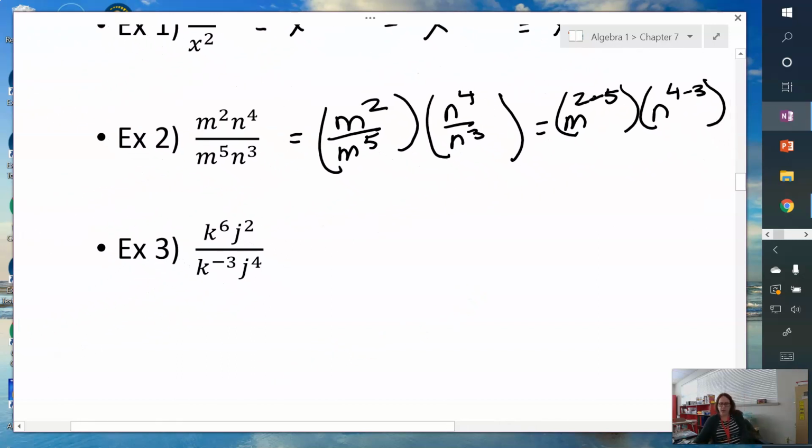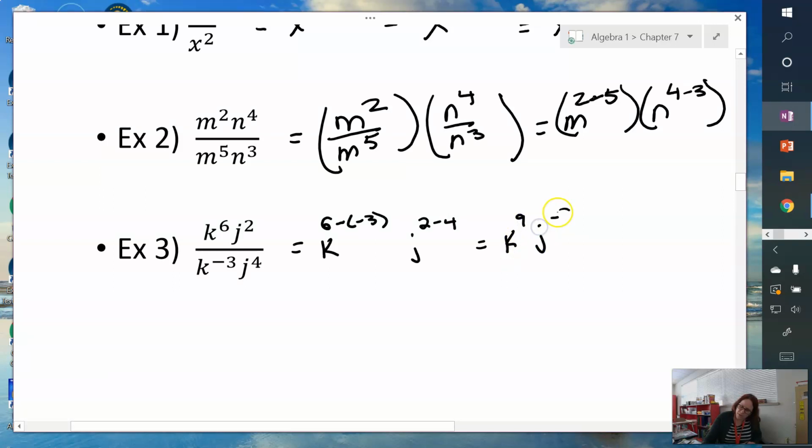Now take a look at example 3. I have k to the 6th over k to the negative 3. So I have a negative exponent in the denominator. I want to show you 2 ways of doing this. First way is I'm just going to do the k's first. So k to the 6 minus negative 3, just using the shortcut, times j to the 2 minus 4. That's going to give me k to the 9 times j to the negative 2. And then I need to move that j to the negative 2 downstairs. I get k to the 9 over j to the 2.